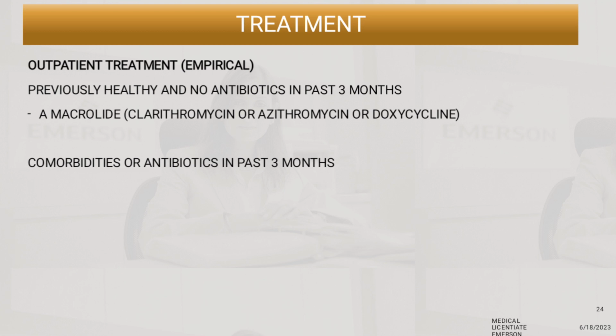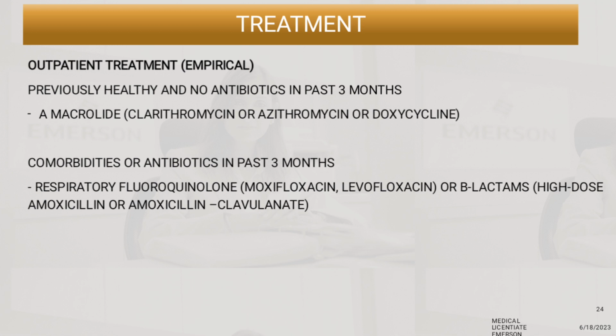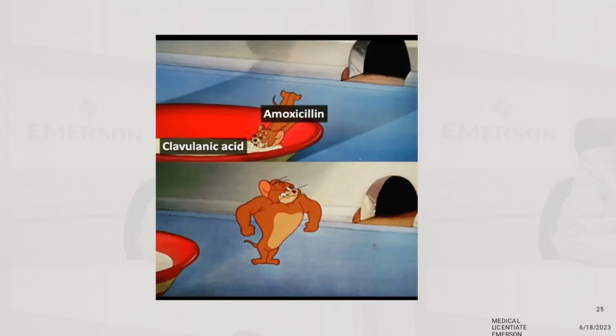Then for those who we are treating as outpatients and had comorbidities or antibiotics in the past 3 months, you can use respiratory fluoroquinolones such as moxifloxacin, levofloxacin, or beta-lactams, where we use high-dose amoxicillin or amoxicillin clavulanate. Okay, so that's amoxicillin with clavulanic acid.